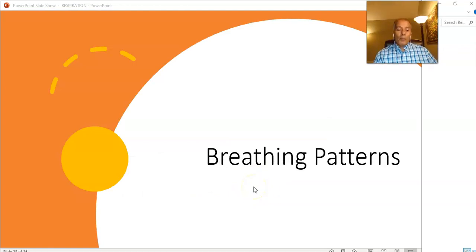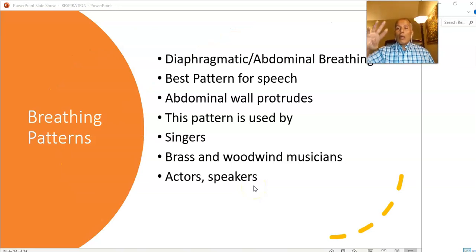Okay, now for breathing patterns, there are about 3 different kinds of breathing, and of course there are combinations, and combinations tend to be the best for speech. So first we have diaphragmatic or abdominal breathing, and that basically, as you breathe, your abdominal muscles go out a little bit. Your stomach just goes out a little bit and comes back. So as it keeps going in and out, without making a lot of stress and movement, that is an effective way of breathing.